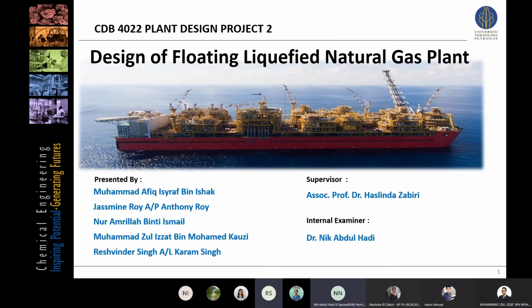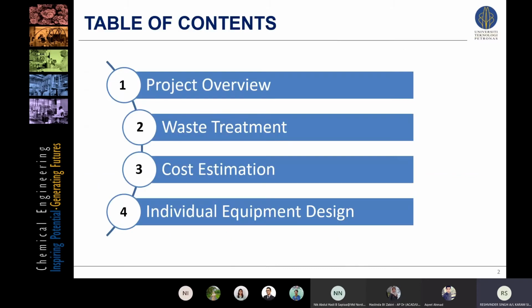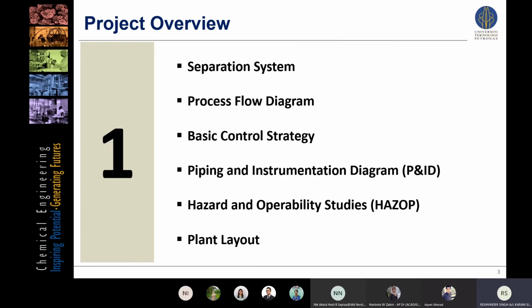Good afternoon to my dear lecturers, Dr. Haslinda and also Dr. Nick, for evaluating our presentation. Today I, Rashwinder Singh, will start up with the presentation. There will be the project overview, followed by waste treatment, followed by cost estimation, and the presentation will end with individual equipment design. Without further ado, let's move on to the project overview.